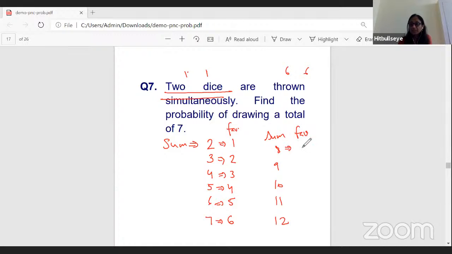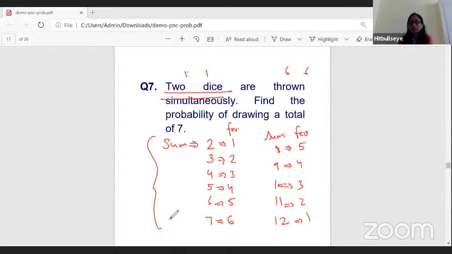For a sum of 8, there will be 5 favorable cases, then 4, then 3, then 2, then 1. Remember this pattern. It will be very helpful for you to not solve it completely, but remember the pattern only. So for the sum of 2, there is only one favorable case. For the sum of 3, there are 2 favorable cases. The favorable cases will increase with the sum till 6 favorable cases for the sum of 7. For a sum of 8, favorable cases start reducing, so it becomes 5, 4, 3, 2, and last is 1.